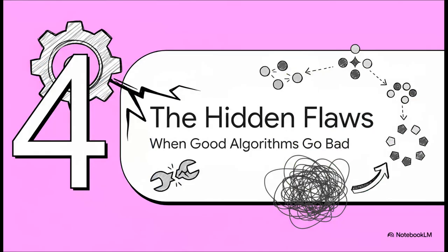So K-means seems pretty great, right? It's simple, it's fast, it makes sense. But here comes the plot twist. Because like any tool, it has some pretty serious hidden flaws. So now it's time to look at when a good algorithm can sometimes go bad.